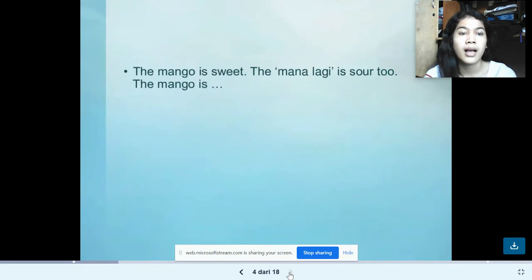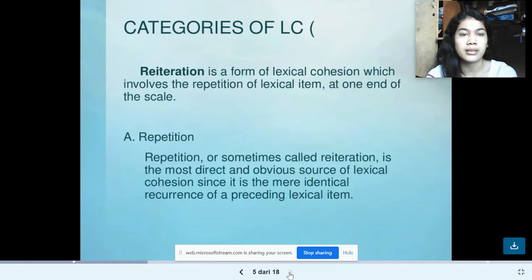And then the categories of lexical cohesion. We have here reiteration, which is the form of lexical cohesion that involves the repetition of lexical items at one end of the scale. So repetition, or sometimes called reiteration, is the most direct and obvious source of lexical cohesion since it is the more identical reiteration of the preceding lexical item.